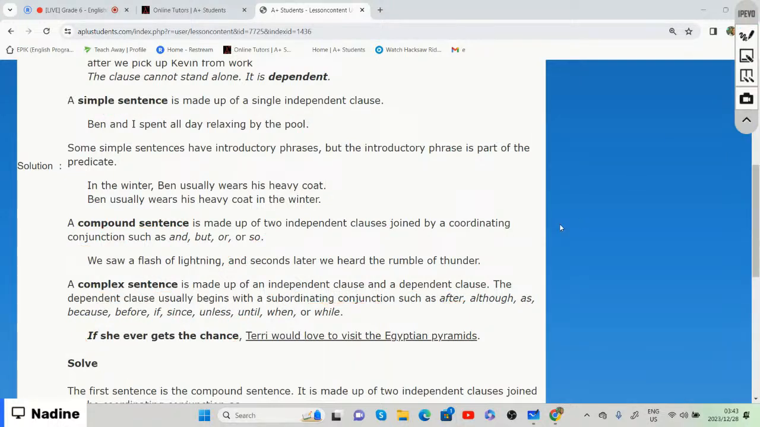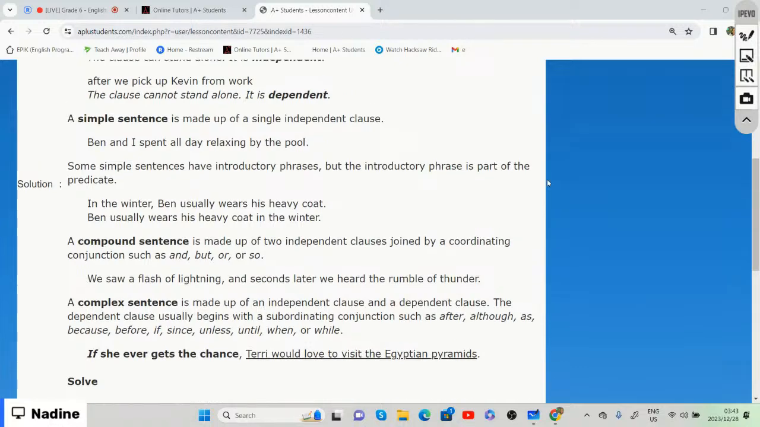All right, so there we found out what a simple sentence is, which is made up of a single independent clause. We have a compound sentence, which is made up of two independent clauses that are joined by a coordinating conjunction. And then we have a complex sentence, which is made up of an independent clause as well as a dependent clause. And it is the dependent clause that usually begins with a subordinating conjunction.